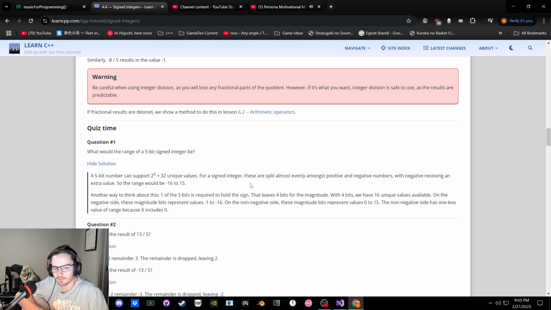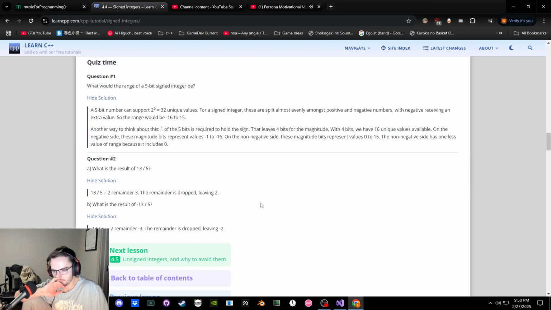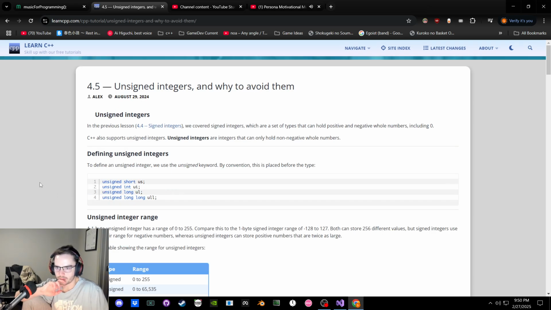So they're split evenly. Yeah, and we already know that the negative is the extra value, so negative 16 to 15. Another way to think about it is 1 is required for the sign, that leaves 4 for the magnitude. Yep. 16 values on the negative side. Negative 1 to negative 16. 0 to 15. Again, because of this. Okay. Unsigned.